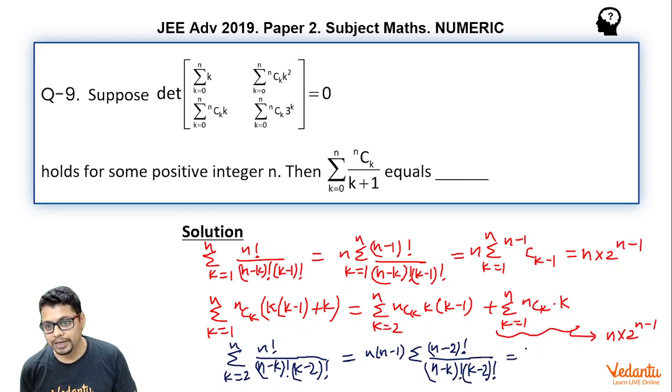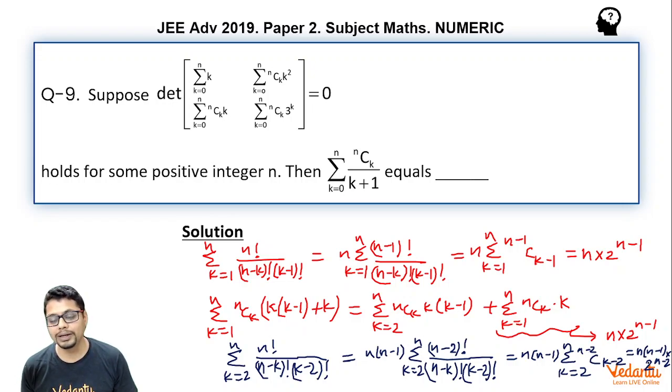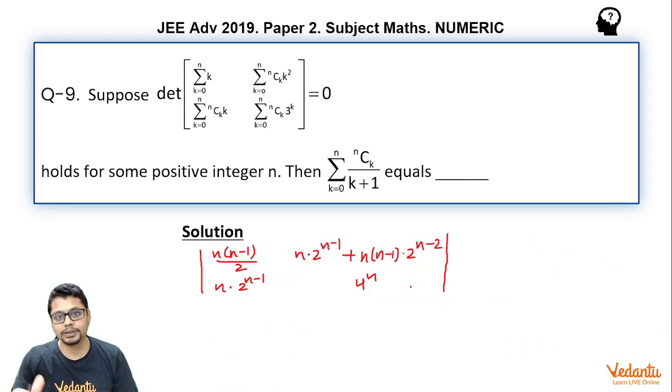So this essentially becomes, as k varies from 2 to n, n times n minus 1 sigma n minus 2 c k minus 2, as k varies from 2 to n. So very simply this becomes n minus 1 times 2 to the power n minus 2. Why? Because sigma k equal to 2 to n of n minus 2 c k minus 2 would be 2 to the power n minus 2. So let's get back to that determinant, and this determinant essentially is 0.